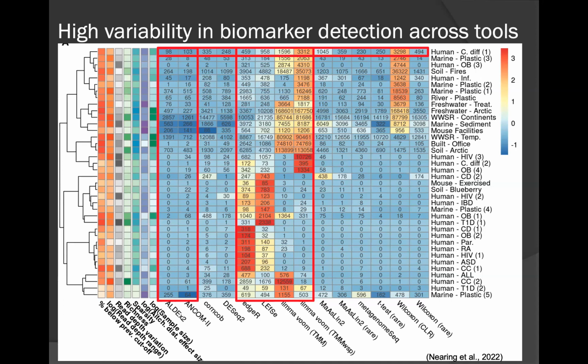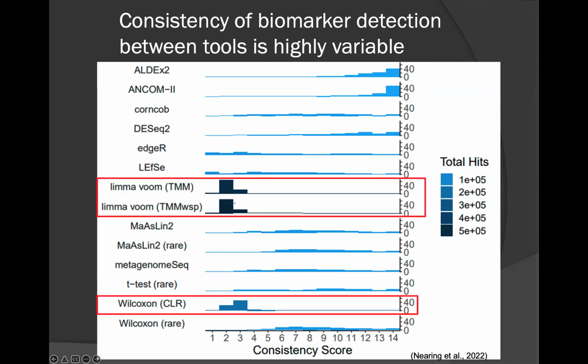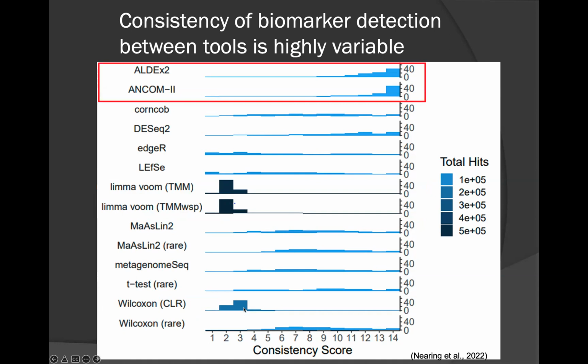And there's obviously tools like ANCOM and things that tend to be, I guess, more conservative. We also looked at consistency between those tools, just looking at overlapping features. A consistency score of 14 just means that those hits were shared across that many tools, right? What we see here is that for the majority of things, we don't have very many that are consistent across tools. We get peaks here where LimaVoom, because there's two different versions, has essentially a peak of 2, and then Wilcoxon with a CLR normalization is very low. So consistency is pretty bad across the board.